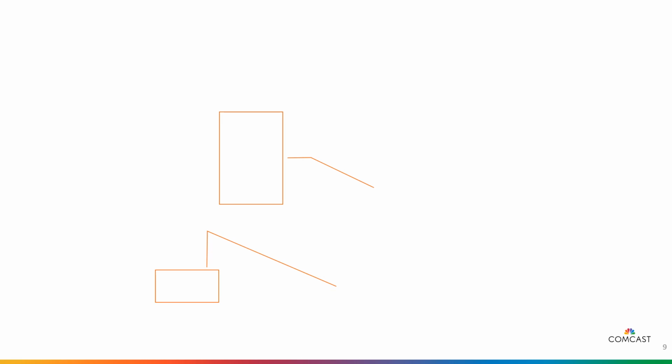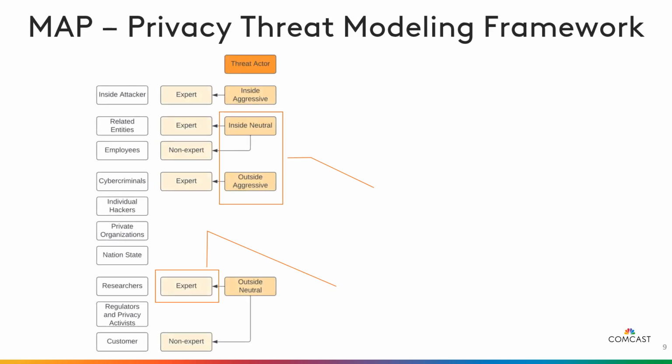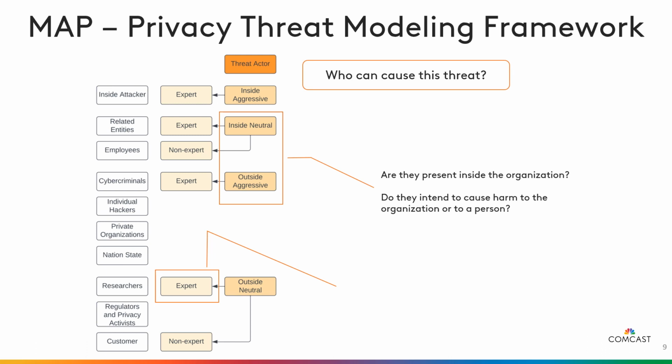The second component is actors who can cause a threat. As you can see, we have categorized actors based on whether they are present inside or outside an organization, thus changing what they can access. The other categorization is based on whether they can intend to cause harm to an organization or to a person. These result in 4 subcategories, which are further divided by expertise. Therefore, an outside neutral expert actor would be a researcher, for example.